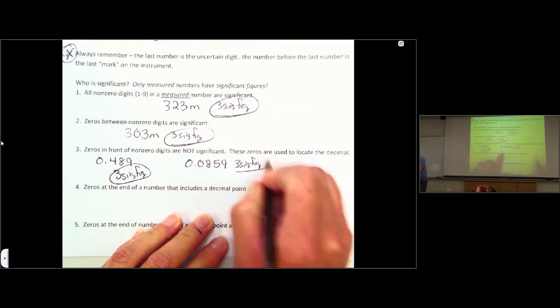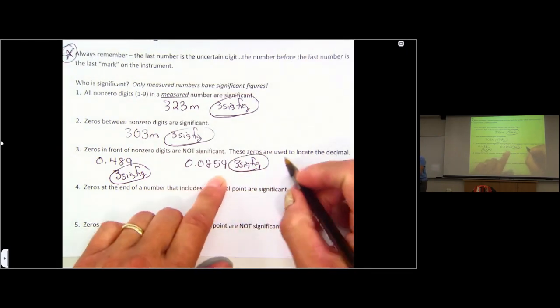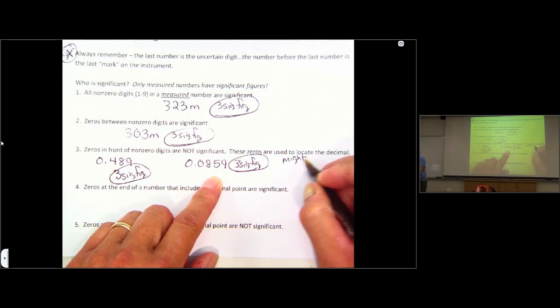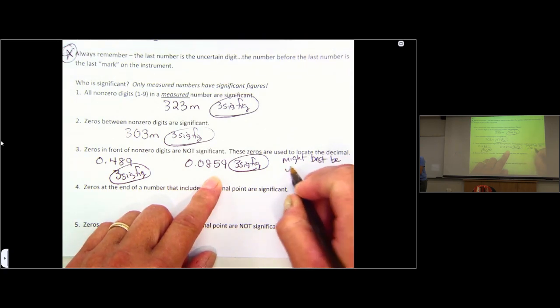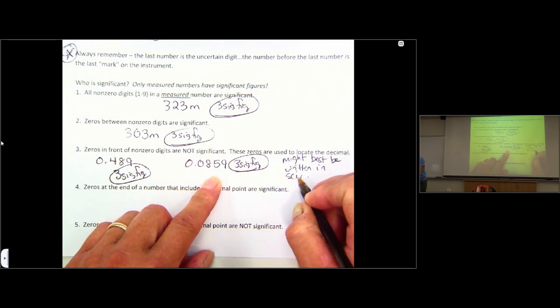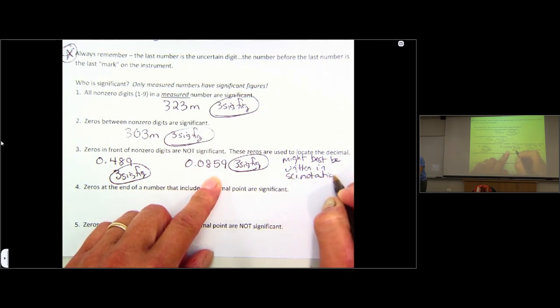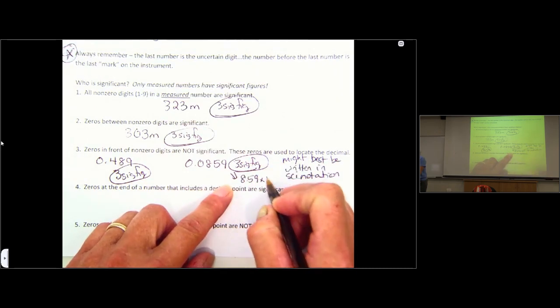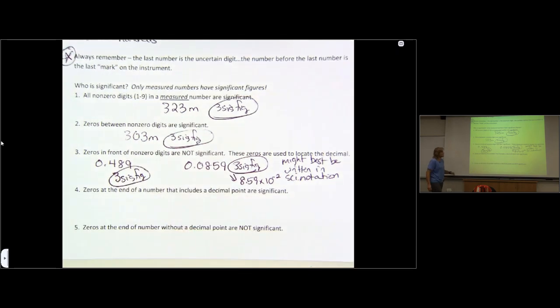Now, can anybody tell me what better way this might be written? There you go. Might best be written in, what's that process called? Scientific notation. And for those smart folks, you got it, 8.59 times 10 to the negative second. So this shows for sure how many significant digits? 3. This was a little confusing.